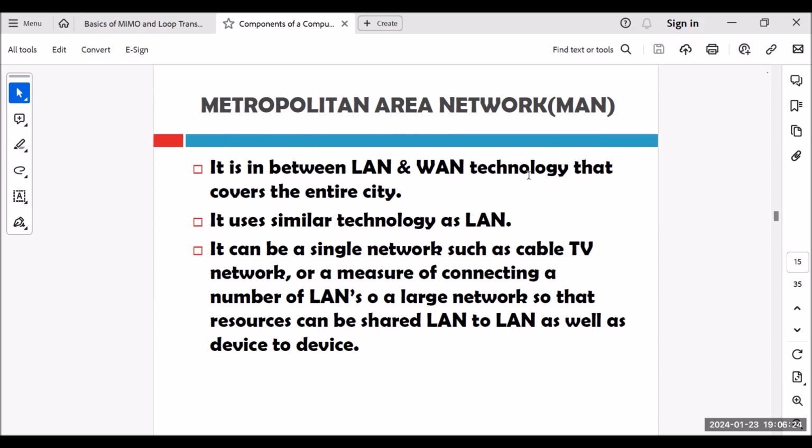For example, you talk about your city, it's a metropolitan city, right? So it has some kind of a metropolitan area network. And that would include a number of LANs connected and making a web map, right?